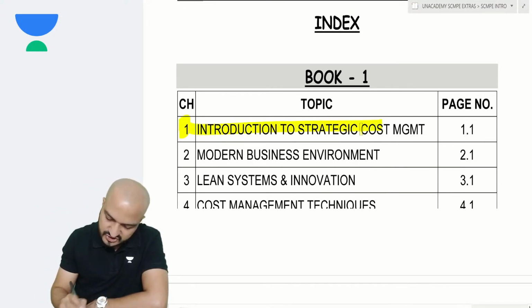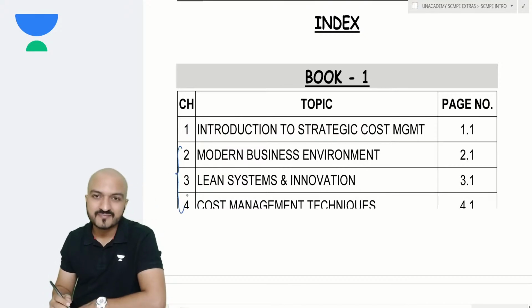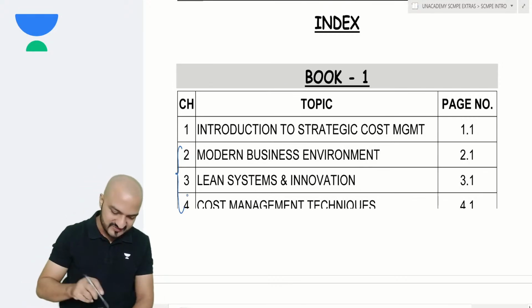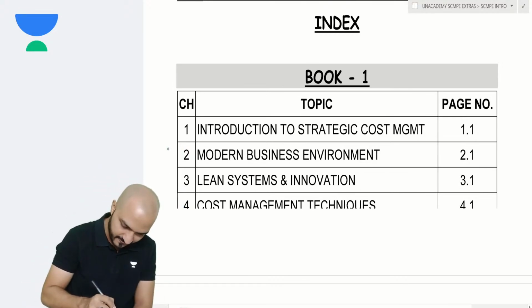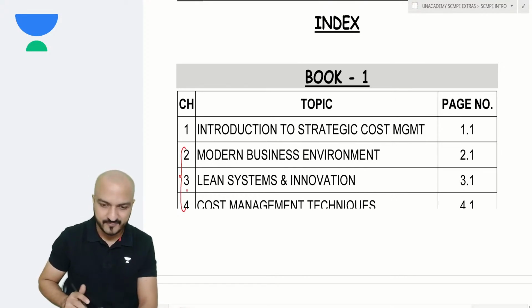Chapter 1 is Introduction to Strategic Cost Management. Chapters 2, 3 and 4, you can consider them together as a bunch of chapters. Yes, Pooja says that's true. I'm so happy that's true because that gives me a chance to clarify concepts which you should know but you don't know. I'll be happy to teach you that.